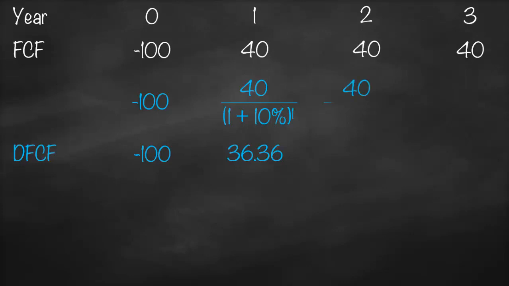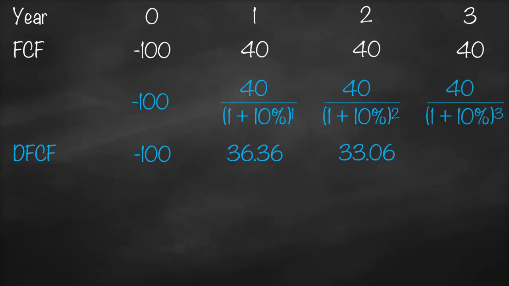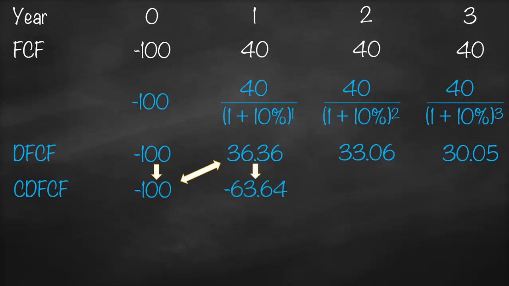In year 2, it will be 40 divided by open bracket 1 plus 10% to the power 2. It will give us 33.06. In year 3, it will be 40 divided by open bracket 1 plus 10% to the power 3. It will give us 30.05. Remember, we need now to calculate our cumulative discounted free cash flow. Therefore, for year 0, it will be the same, negative 100. Then I need to add this negative 100 to what we receive in year 1. Therefore, it will be negative 100 plus 36.36. It will give us negative 63.64.